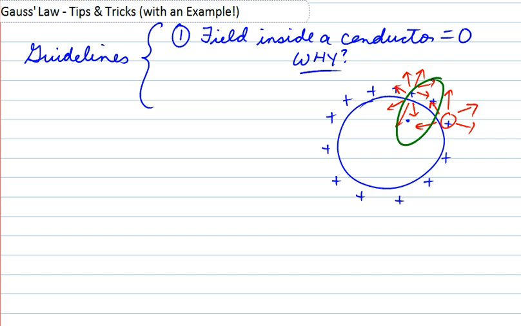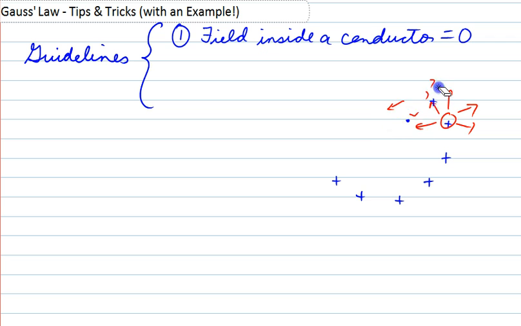We're not going to be able to have a situation where the field lines cross because a field line is supposed to tell you the net force on a positive test charge. And so if there's field lines that are crossing, well, what represents the net force? So it turns out that you can't have any situations where the field lines cross, and the long and short of this is that the field inside a conductor is zero. So that's one guideline.